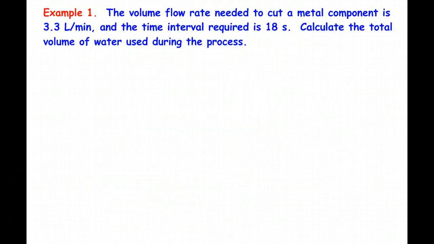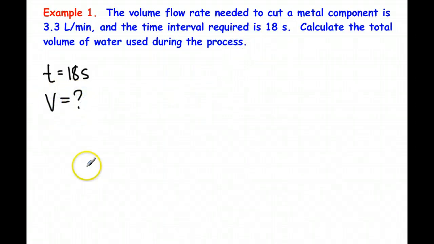We can look at an example. The volume flow rate needed to cut a metal component. So a lot of times in industry, especially working with automotive type parts, they'll actually cut metal with high pressure fluids. And so the volume flow rate needed to cut a metal component is 3.3 liters per minute. And the time interval required is 18 seconds. So we've got our time is 18 seconds. Calculate the total volume of water used during this process. So what they want us to find is V. What's the total volume of water?